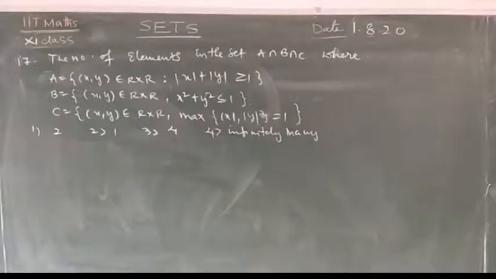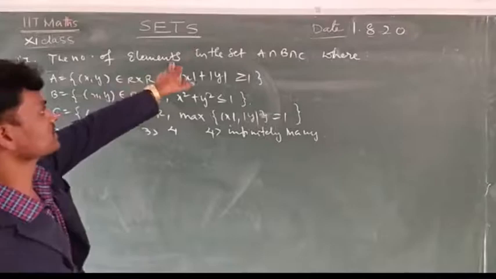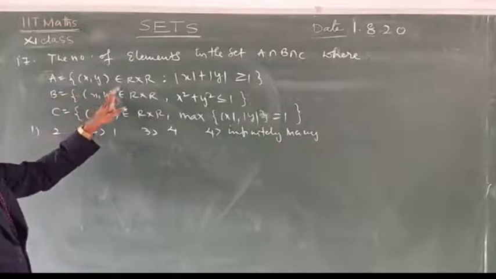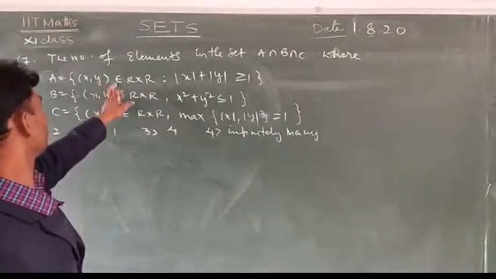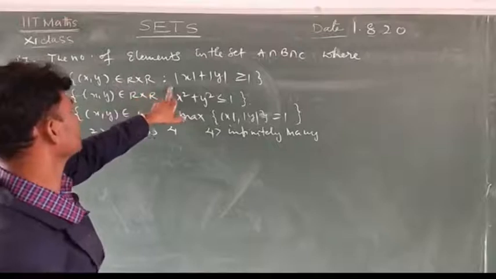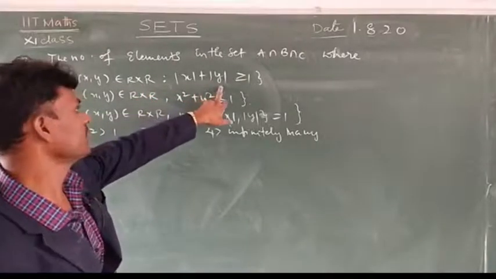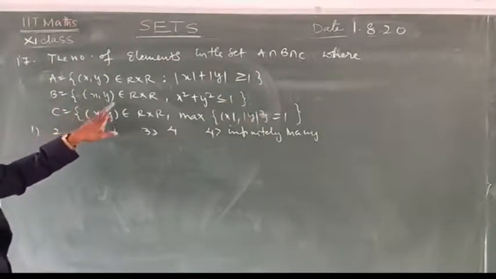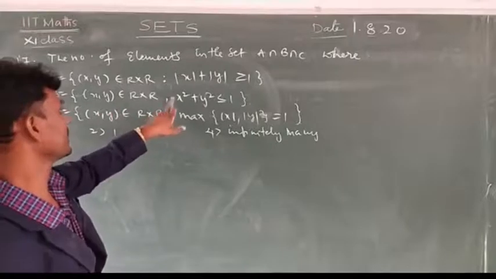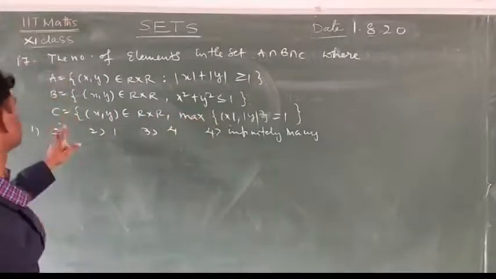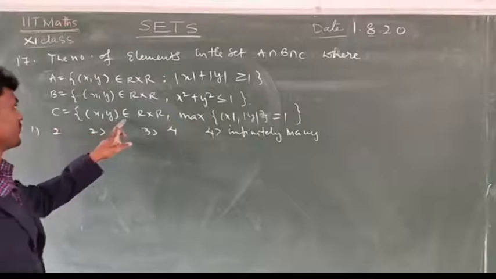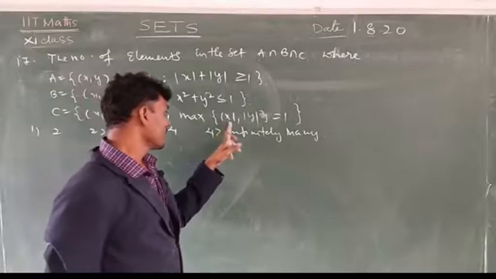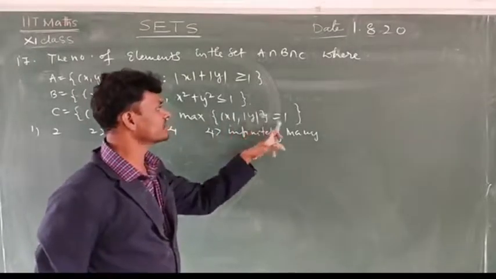Okay, next question, 17th one. The number of elements in the set A intersection B intersection C, where A is equal to the set of ordered pairs x, y such that x, y belongs to the Cartesian product of R and R such that modulus of x plus modulus of y is greater than or equal to 1. Next, B is the set of ordered pairs x, y belongs to R cross R, x square plus y square is less than or equal to 1. And C is the set of ordered pairs x, y belongs to R cross R, maximum of modulus of x, modulus of y is equal to 1 only.